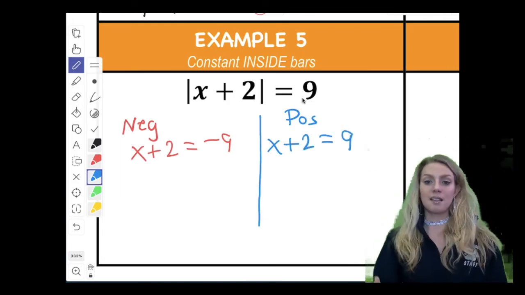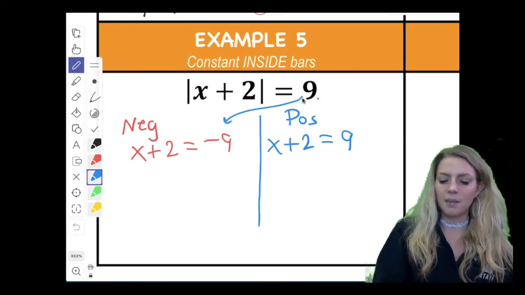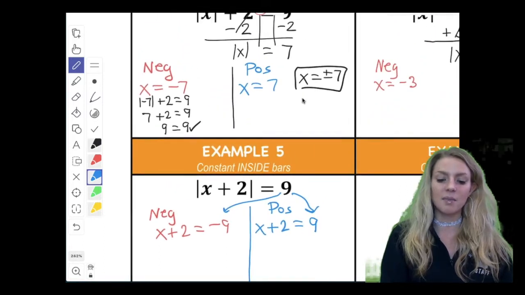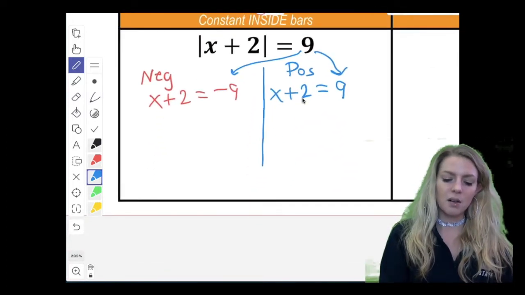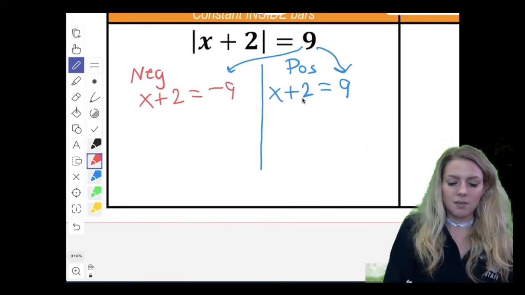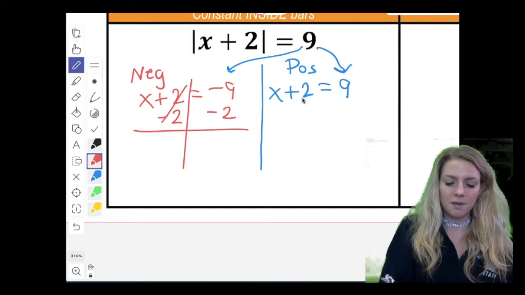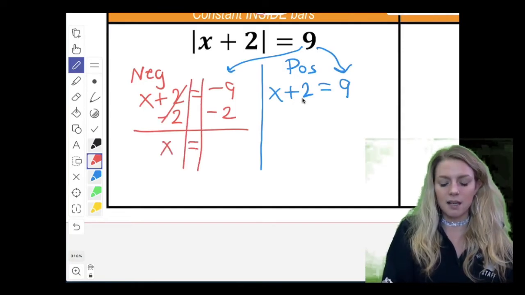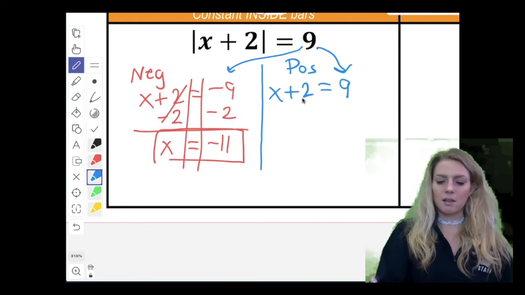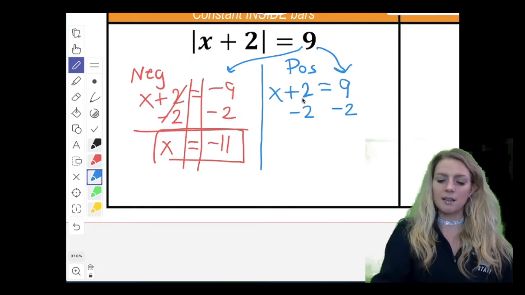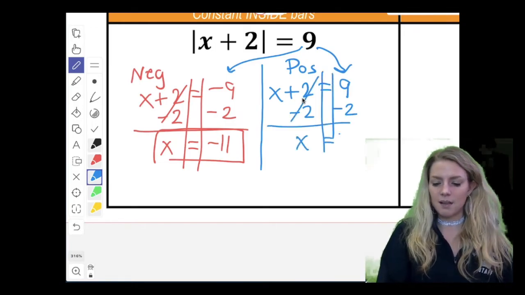So you can see that it's the same equation, but when I dropped my bars, I took the total and made a positive and a negative. I technically did the same thing here when there was nothing outside the bars. So now let's go ahead and solve. I'm going to subtract 2 from both sides, and I'm left with x equals negative 11. That's one solution. And then for the next solution, I'm going to subtract 2 again from both sides, and I get x equals 7.